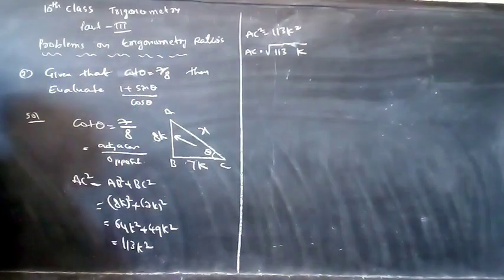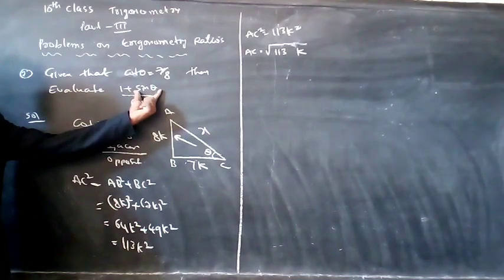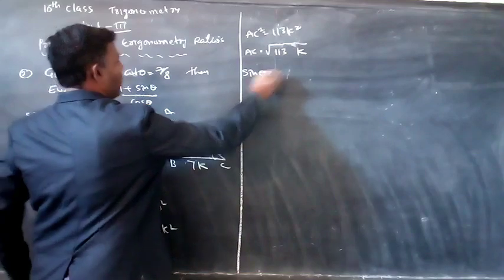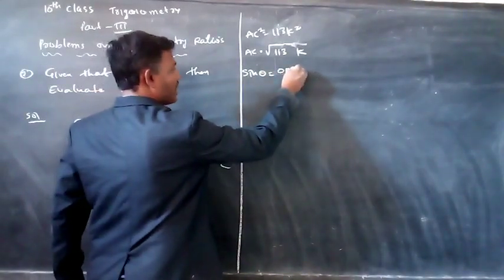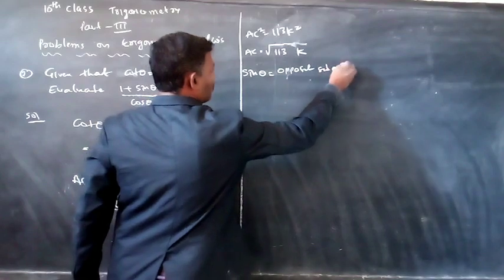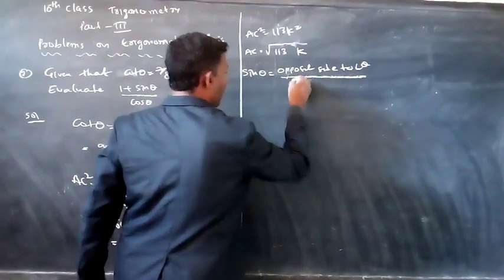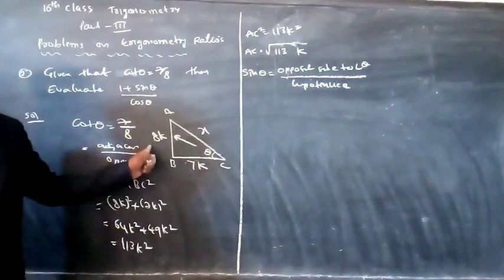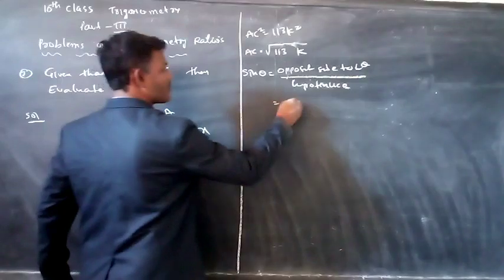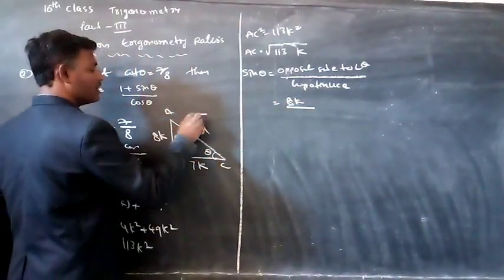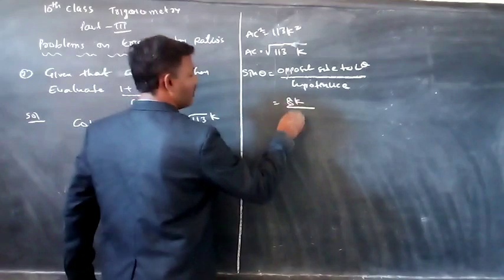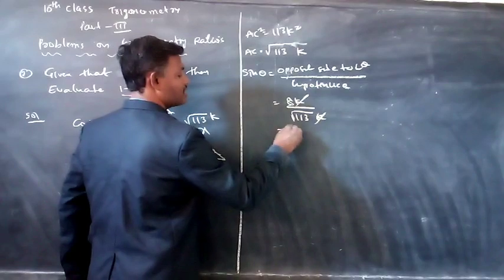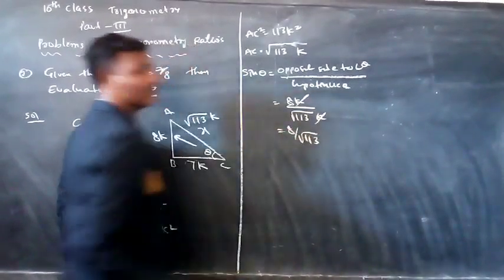Now I know all three sides. Now what do I need? I need the sin theta value and also the cos theta value. What about sin theta? Sin theta is equal to the opposite side to angle theta by hypotenuse. What is the opposite side to angle theta? 8k. And what about the hypotenuse here? Under root of 113 k. Now k and k get cancelled. What is the answer? 8 by under root of 113.